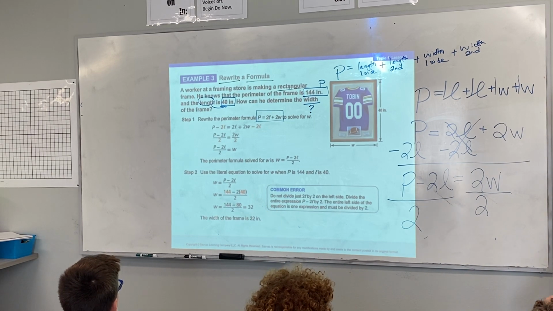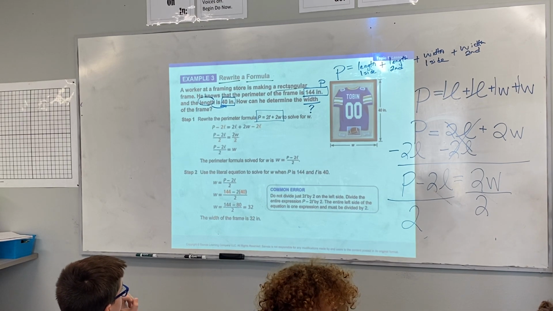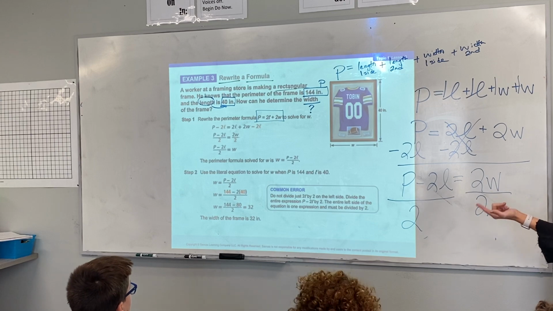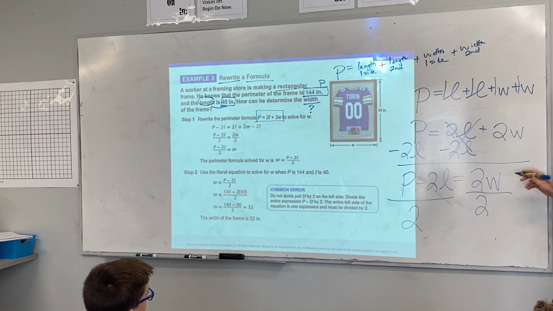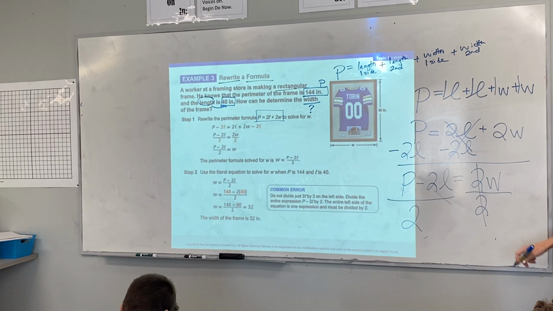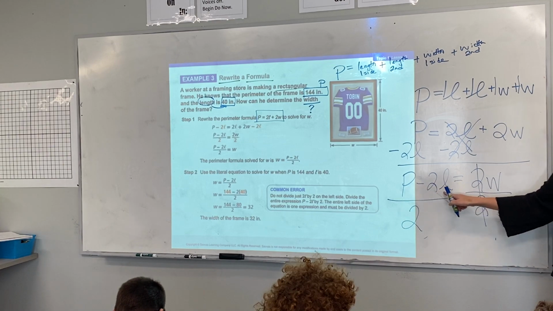Well, how do I say this? If it won't listen to you when you yell at it, you actually have to see what's happening. You say, well, I want it. Oh, you get it? We cancel out our 2's here, and W is magically by itself. So now our new rewritten formula is W equals P minus 2L over 2.